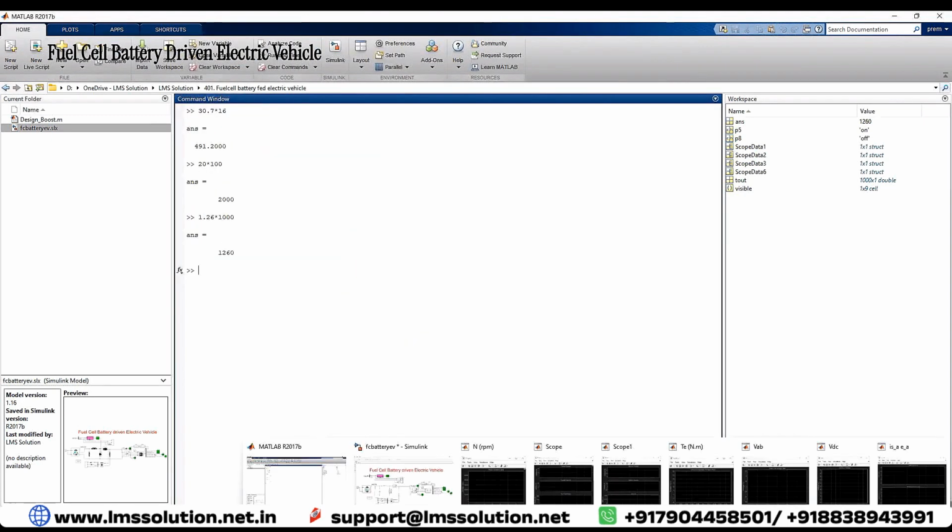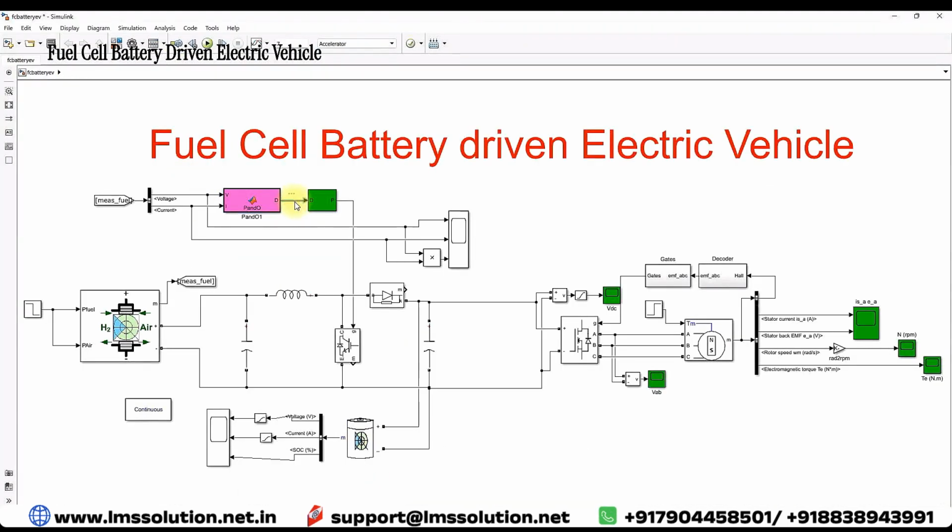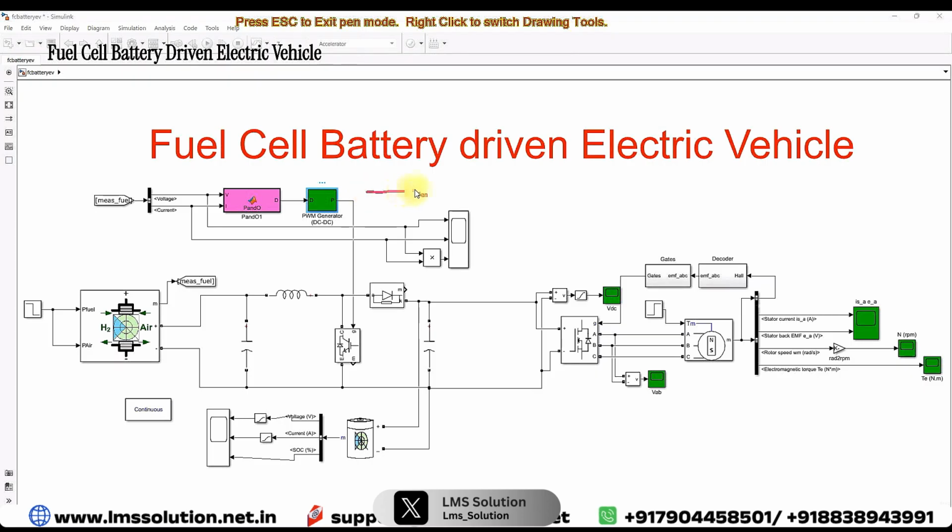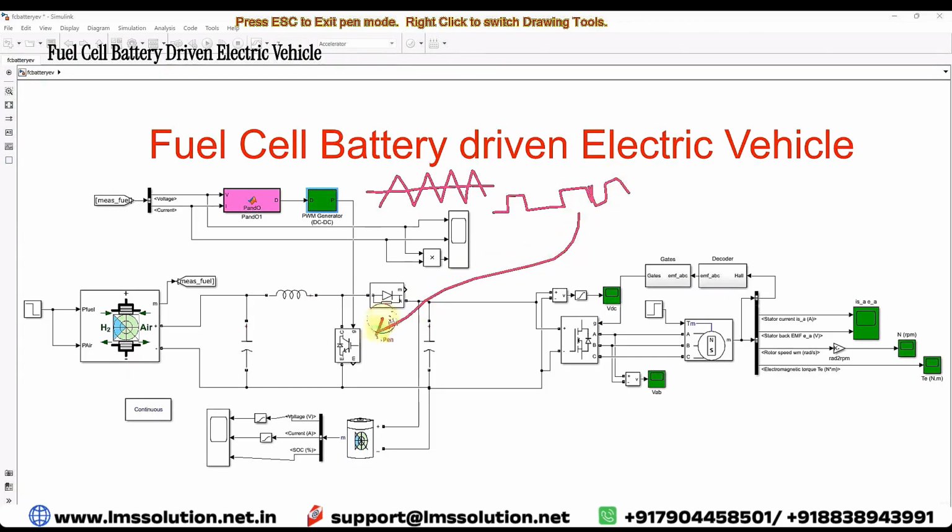Next, after calculating the duty cycle, it is processed via the PWM generator. This is the duty cycle, and it is compared with a triangular wave. When it is compared with the triangular wave, it generates the PWM pulse. This PWM pulse is used to control this MOSFET, to boost the voltage from 24 volt to 48 volt and extract the maximum power from the fuel cell.